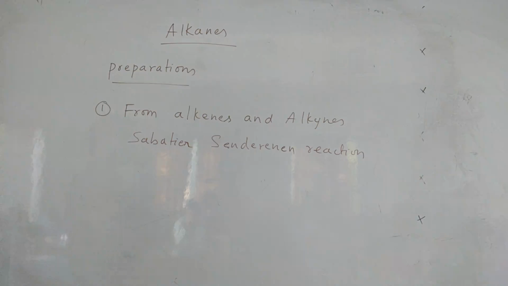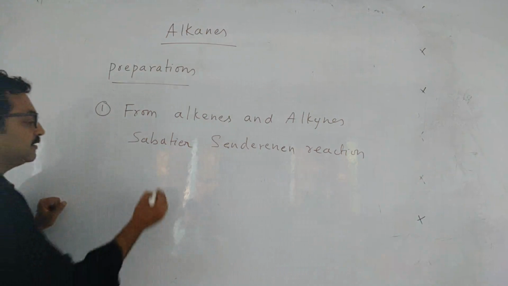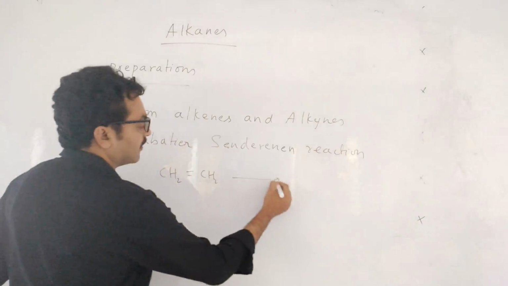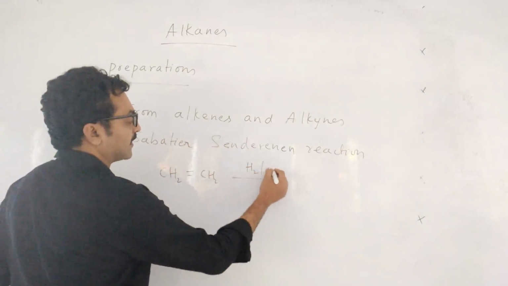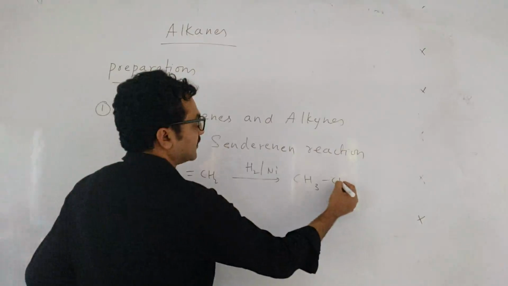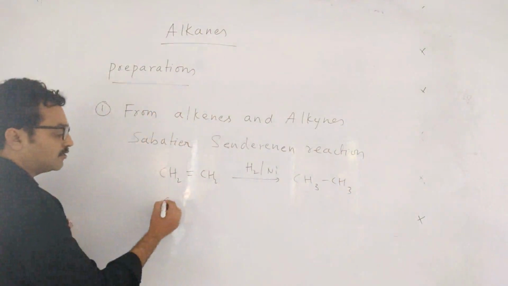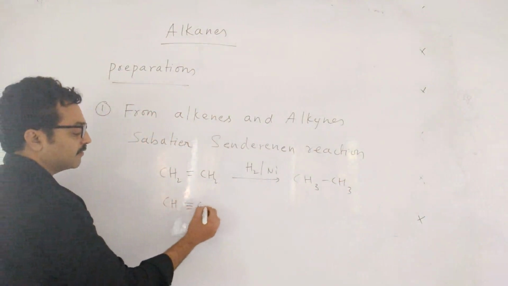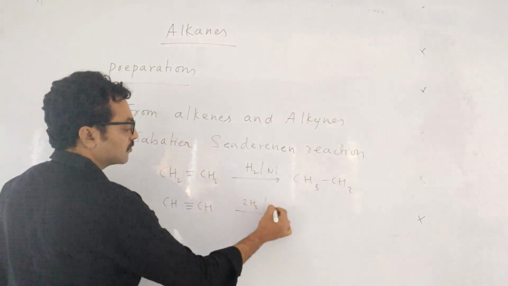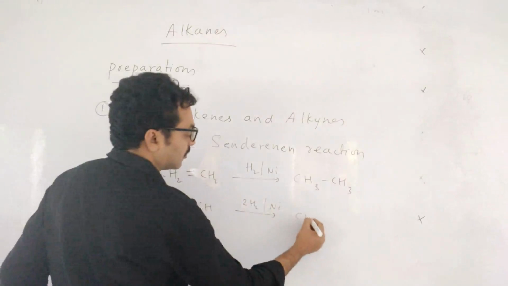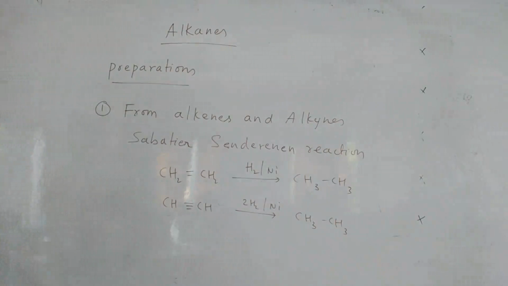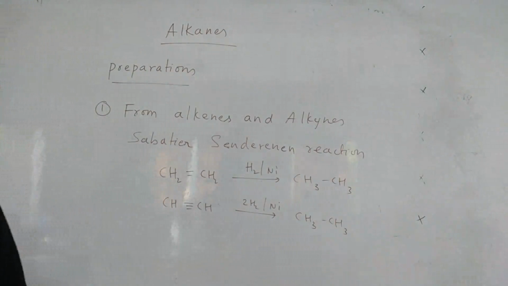Okay, the name is not required. If you take an alkene here, what is the reagent? Alkene, hydrogen in the presence of nickel catalyst, you will get an alkane, CH3. Or else you can take an alkyne, but you have to do it two times with the same catalyst, so you will get an alkane. So this is a very easy reaction.